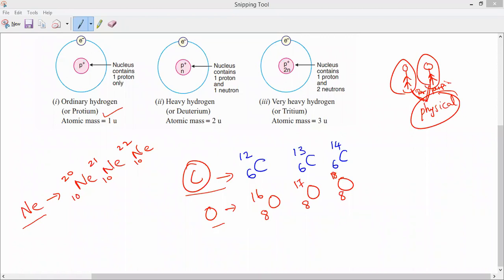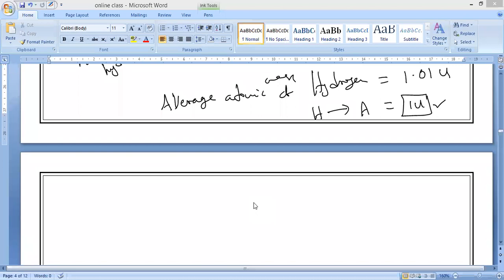Because in chemical reactions, who is involved? Who is involved in any chemical reaction? Electrons, sir. Electrons are involved, not the number of neutrons. So mass number of isotopes is not going to affect any chemical reactivity. So all the isotopes have the same chemical properties. That is what I can prove. Is it yes or no, guys?